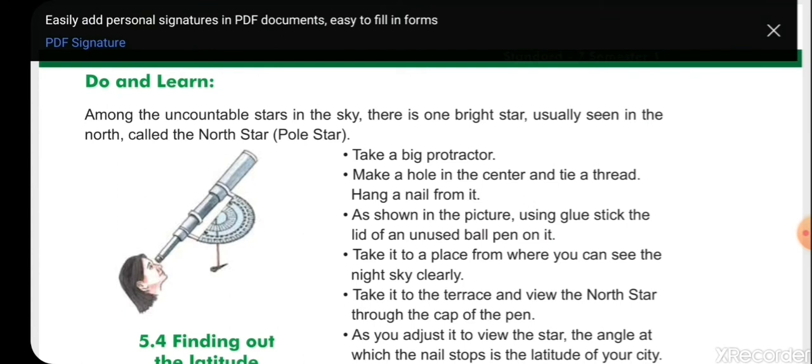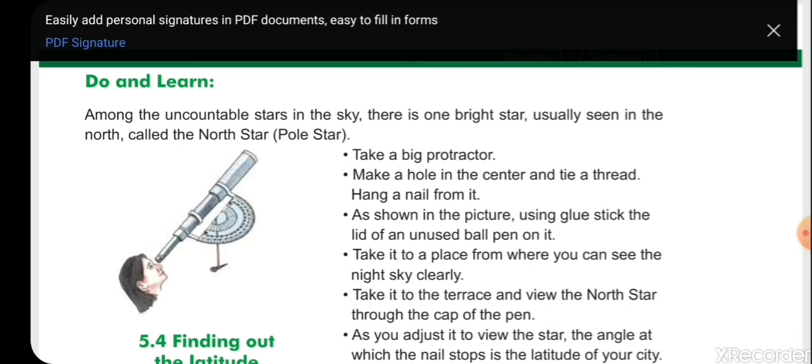Among the uncountable stars in the sky, there is one bright star usually seen in the north called the North Star or the Pole Star. Now they have given us an activity which you can do at your home following these instructions and guidelines, and I will read it and try to explain it to you.